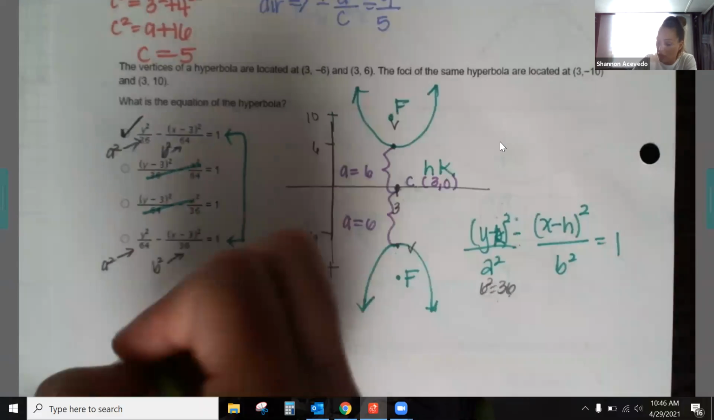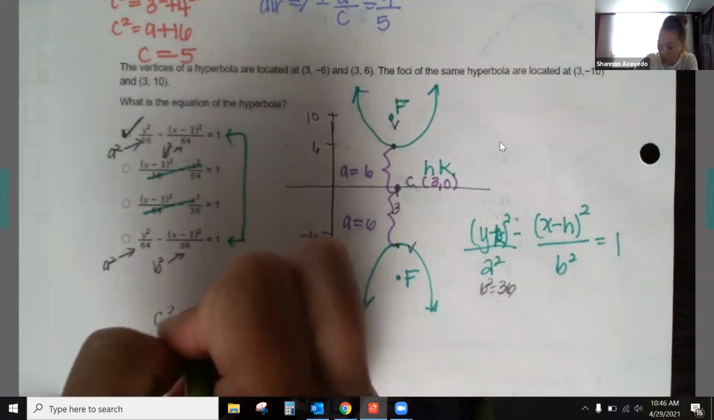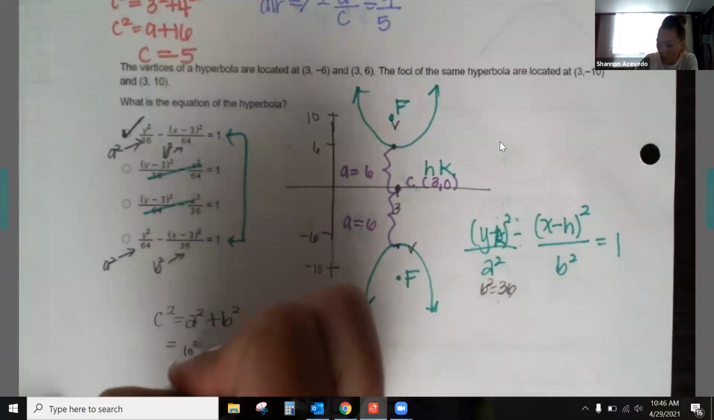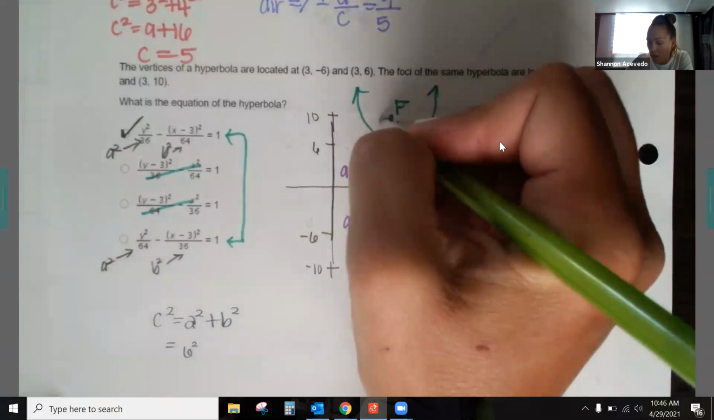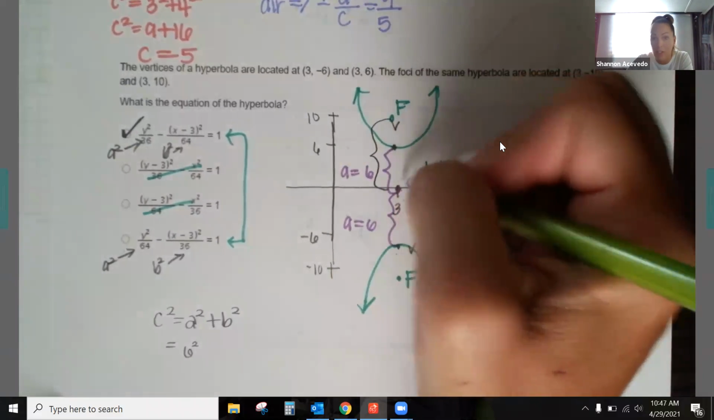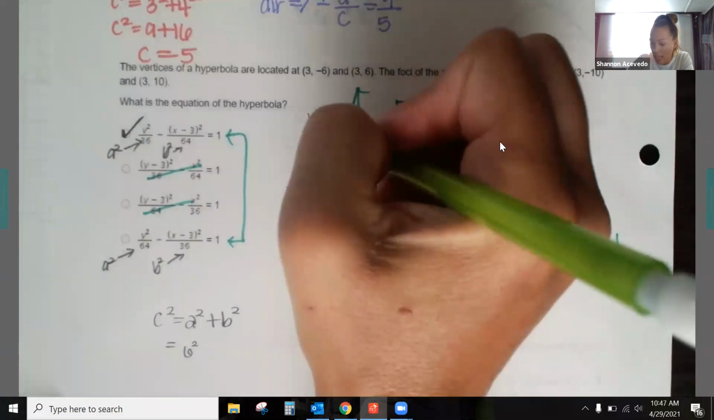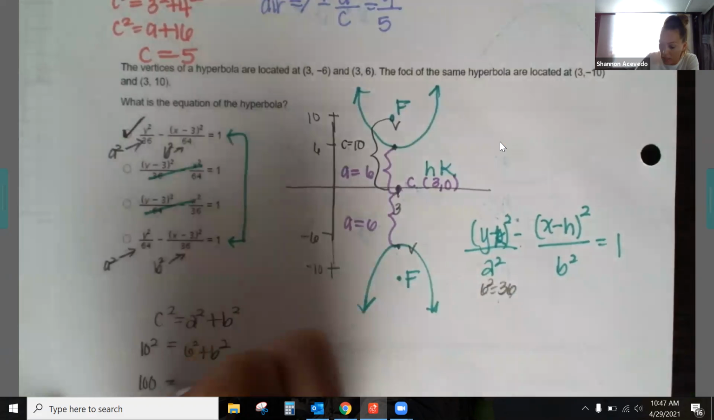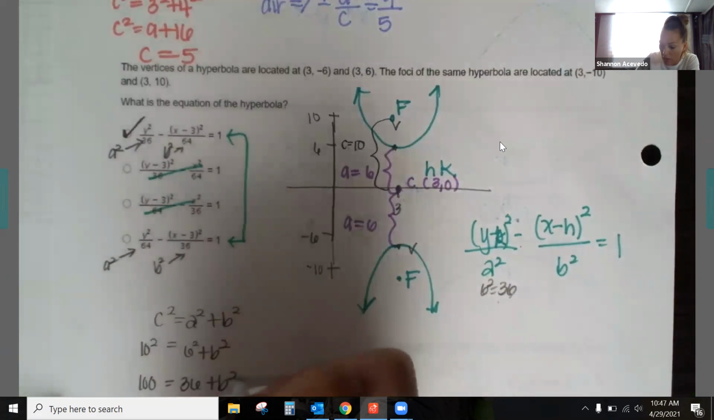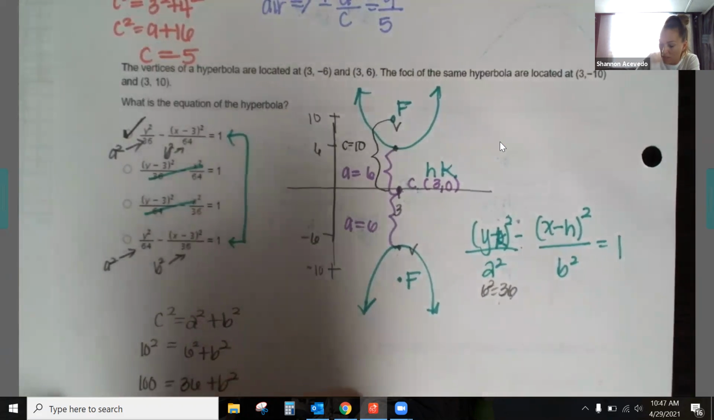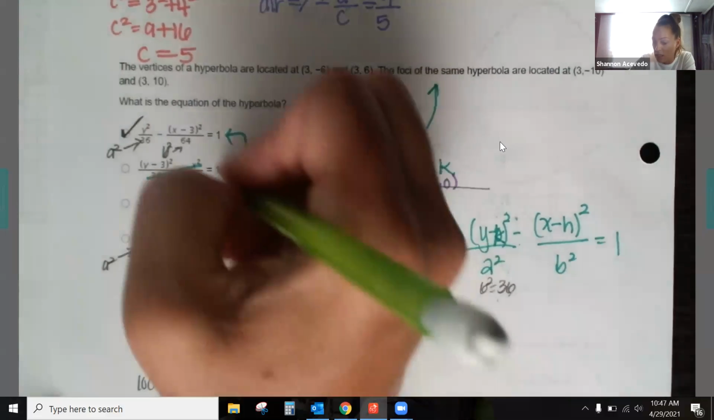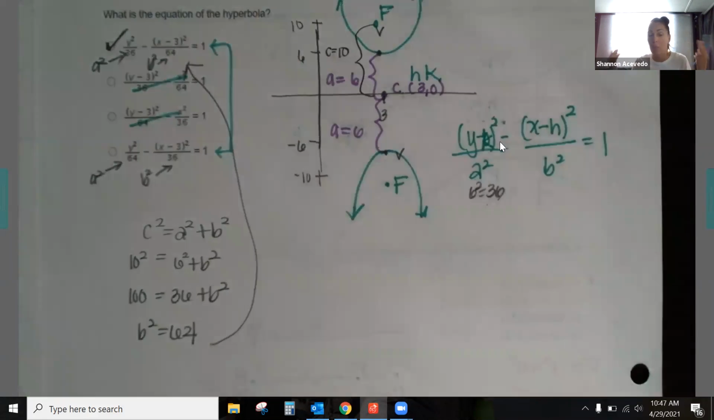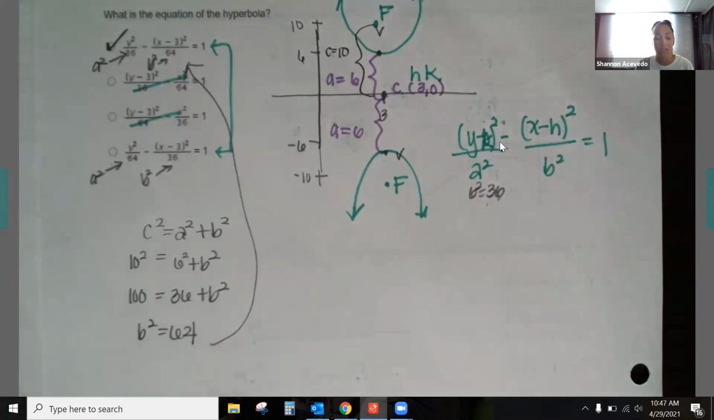Of course, if you wanted to, we can see that c squared is equal to a squared plus b squared. I know, again, my a is 6 squared. My c is this value here. So from my center to my foci was a value of 10. So this is 10 squared equals 6 squared plus my b squared. So 100 is equal to 36 plus b squared. This tells me b squared is equal to 64. So I can easily see that that is true. It wasn't necessary to solve it out, but again, it's putting it all together and seeing how it relates.